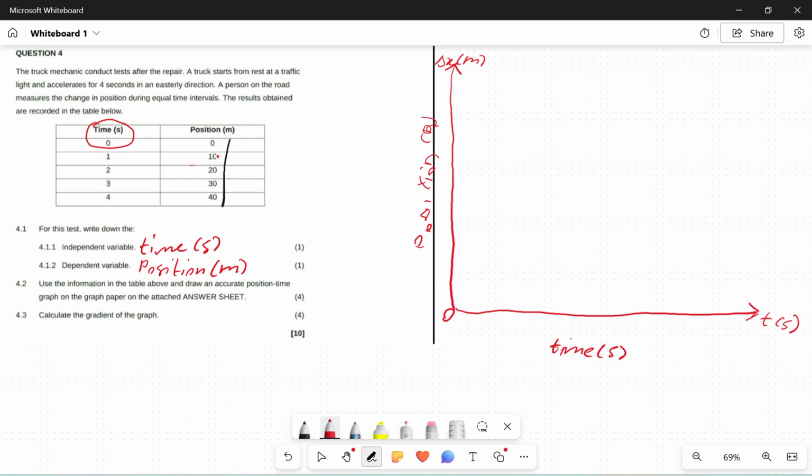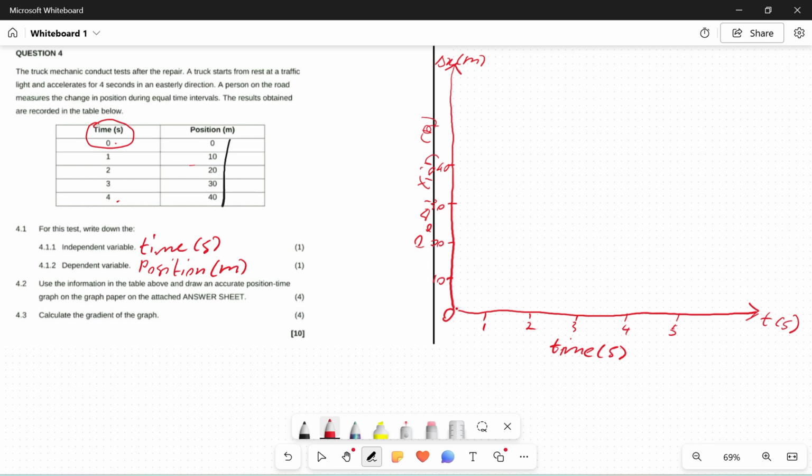Look at my scale, it goes up by 10. So I'm going to have 0, 10, 20, 30, and 40, or I can have 0, 5, 10, 15, 20, whichever way you want to have your scale. Then if I look at my time, it starts from 0 and ends up at 4. So here I'm going to have 0, 1, 2, 3, 4, and maybe end up at a 5. Then I'm going to plot my points.